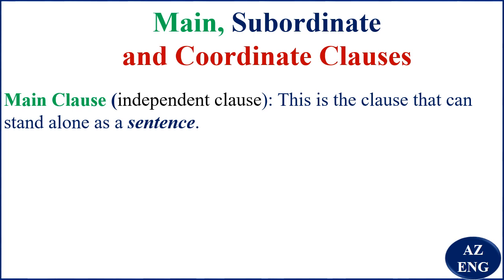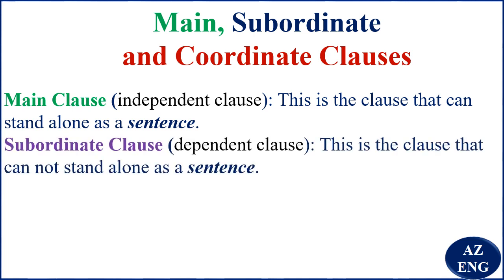You see, main clause, the other name is independent clause. When you say main clause, you mean an independent clause. So whenever we hear the word independent clause, we know that is a main clause. This is the clause that can stand alone as a sentence. So a main clause can stand as a sentence because it is an independent clause. We'll have examples, don't worry.